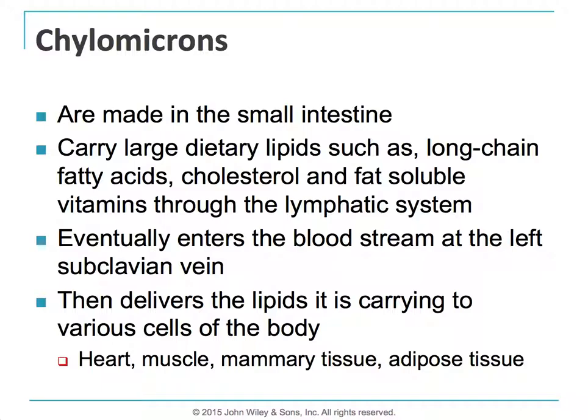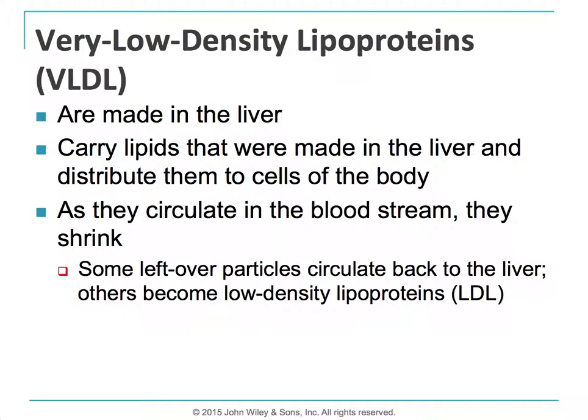All right, one down. Next up, we have the very low density lipoproteins, or VLDL. These are made in the liver, and VLDL carry lipids that were made in the liver and distribute them to the cells of the body. As the VLDL circulate through the bloodstream, they shrink, as they kind of drop off all the fat where they need to go, and some leftover particles do circulate back towards the liver, while others become low density lipoproteins.